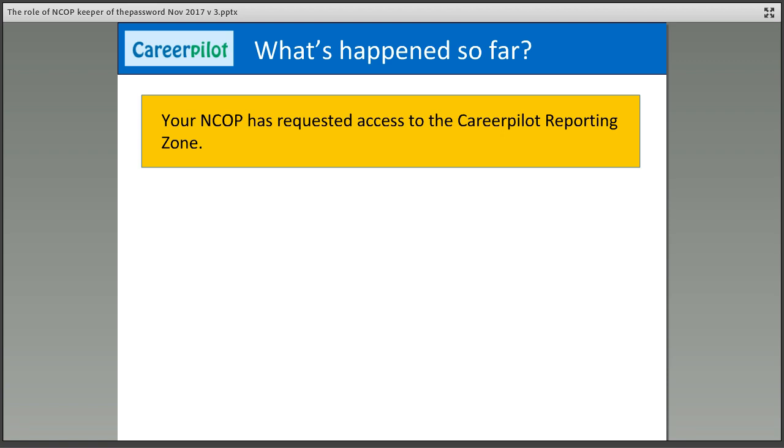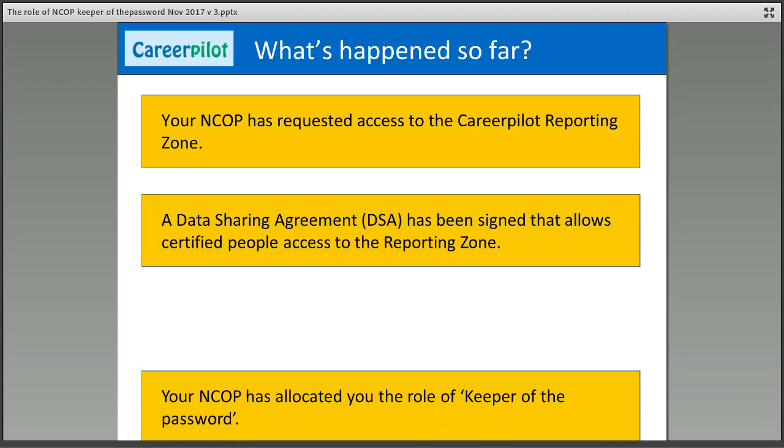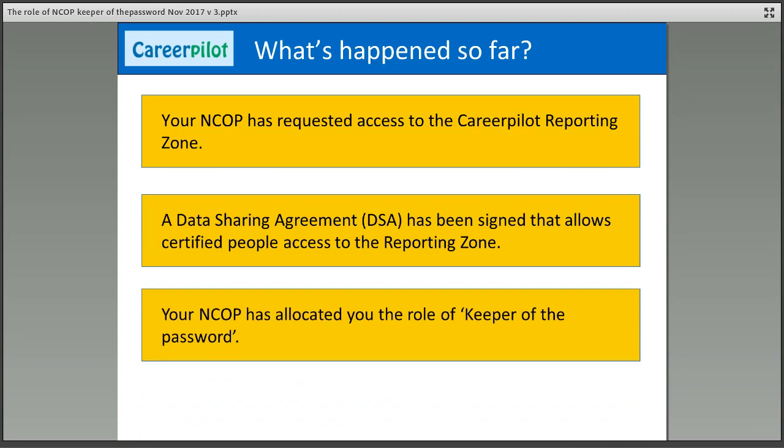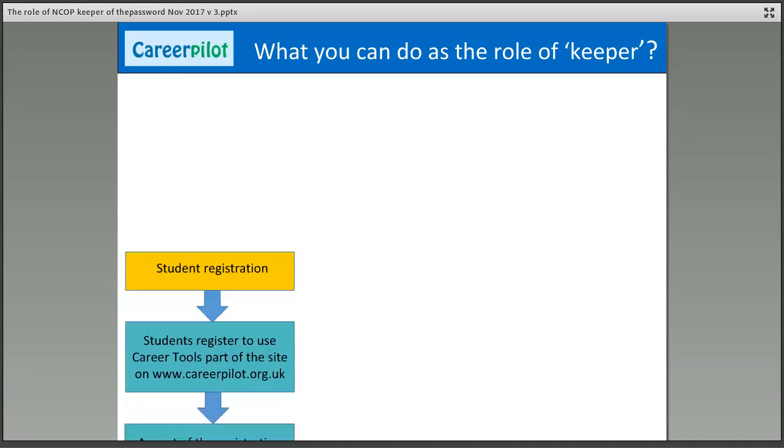So what's happened so far, your NCOP has requested access to the Career Pilot reporting zone in order to allow the NCOP to see student data of the students that they're working with in schools and colleges. A data sharing agreement will have been signed and returned, and that allows certain people within the school, college or NCOP to be able to see the student data within the reporting zone. And the NCOP has allocated you as a person who has the role of keeper of the password, so that's what I'm going to describe next.